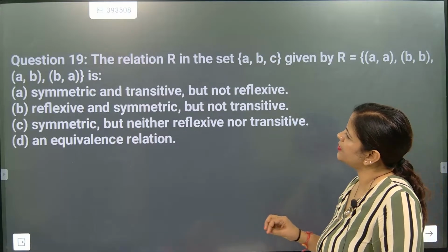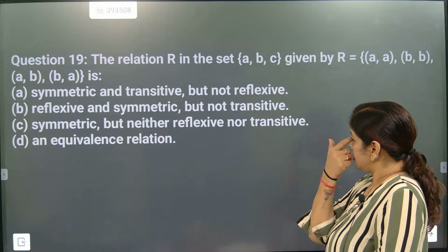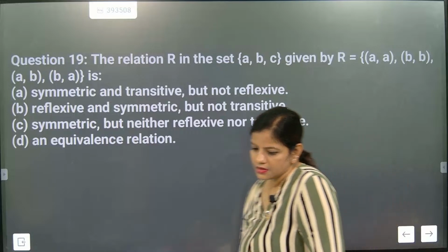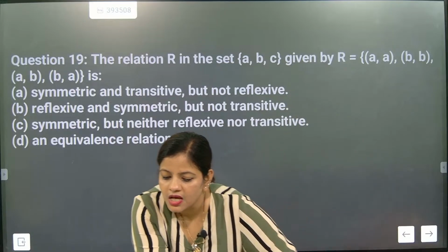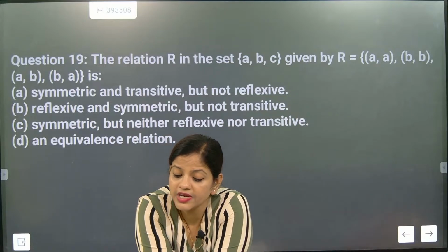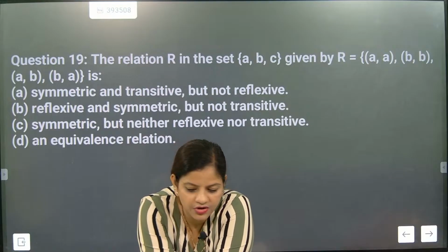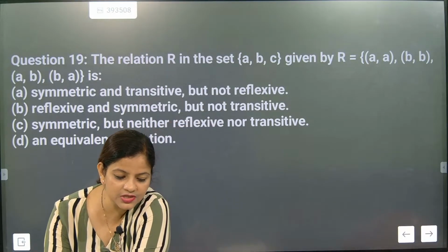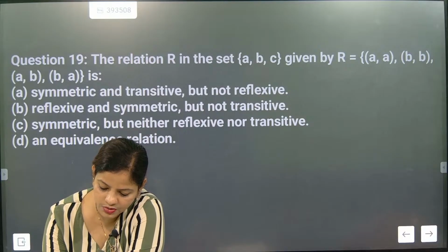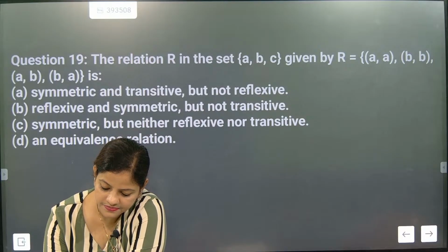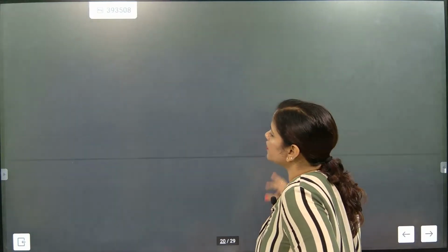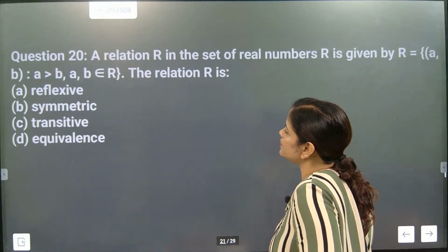(a,b), (b,b). Answer is A. Absolutely. Listen very carefully, it is going to be symmetric and transitive but not reflexive, because (c,c) is missing there. So since (c,c) is missing there, it is not reflexive. Yes. Super. We'll go for the 20th question and your time starts now.